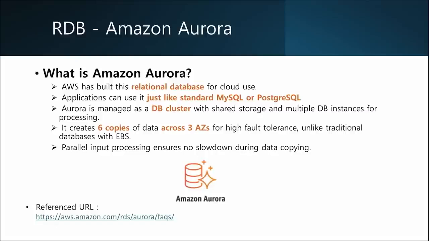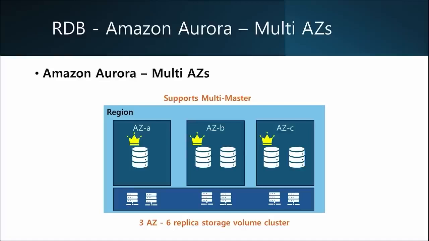Aurora DB is a service managed by a DB cluster. The storage connected to this database is stored in 6 copies and across 3 AZs, so it can be seen as an architecture that greatly increases availability. Let's take a look at the Amazon Aurora multi-AZs architecture that we learned earlier. As mentioned earlier, the storage connected to this Amazon Aurora database is clustered and shared. This storage is stored and replicated across 3 AZs, and the Aurora database can have multiple primary instances. This format supports multi-master.